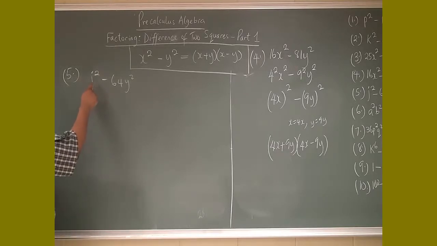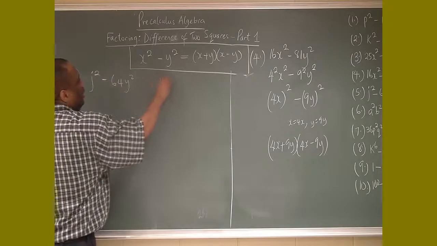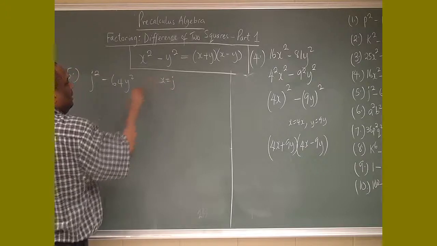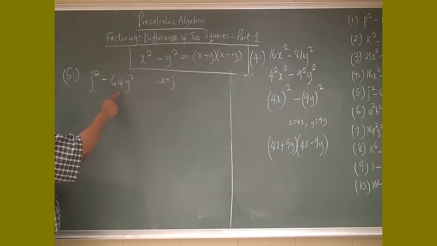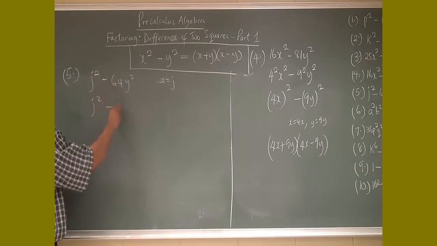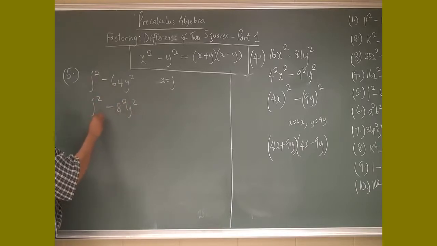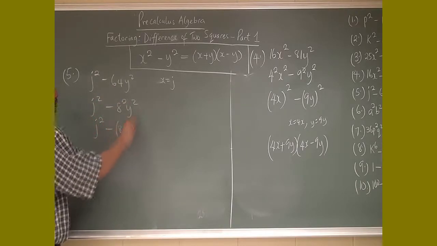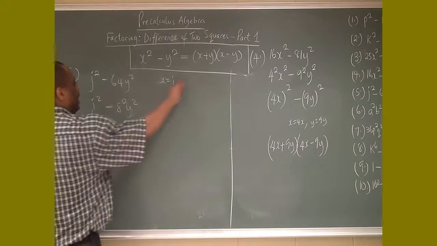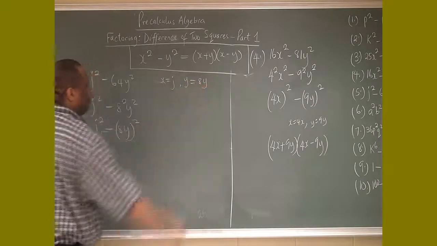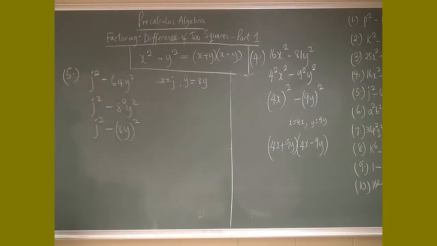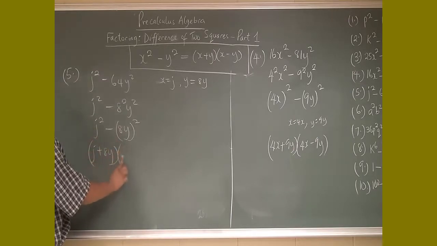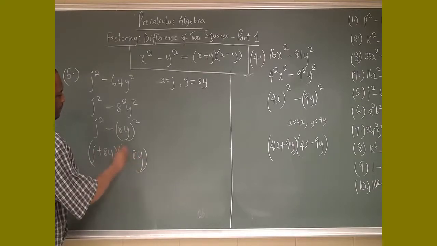Okay, so in this case, our x is j, but we don't know what our y is. Let's make it compact. Let's make it one entity. So 64 is 8 squared, y squared. So this is j squared minus 8y all squared. So our x is j and our y is 8y. So this will be j plus 8y times j minus 8y. And that's the answer.